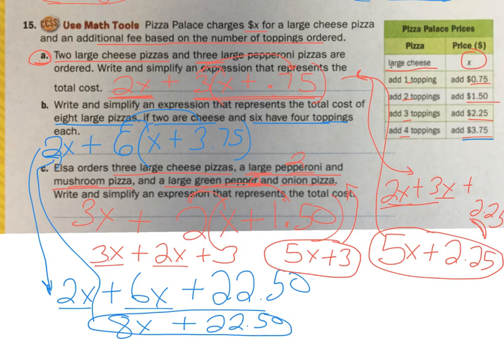Okay. So this right here is A. This right here is B. And this right here is C. Okay. Hopefully you understood this and are successful and you can keep moving on. If for some reason you don't, stop it. Come see me. I want to help you so that you can be successful in figuring these problems out.